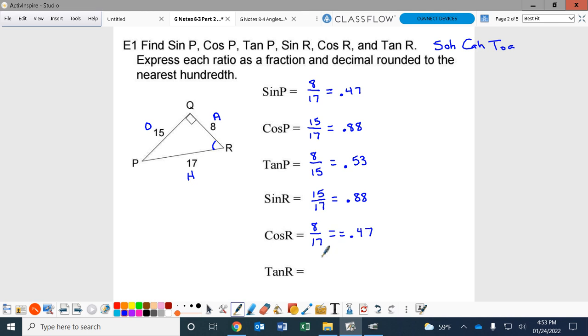Okay, last one is going to be right here, tangent of R. Tangent is opposite over adjacent, so that would be 15 over 8. You can have improper fractions, that's perfectly fine. And 15 over 8 as a decimal turns into 1.86. Okay. So now that we have reviewed the concepts of the trig ratios, now we need to teach you how to find angles. I've got, I think, 4 or 5 examples of this, so let's go through and show you what this means.